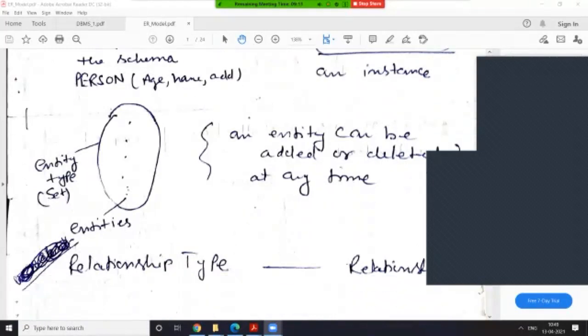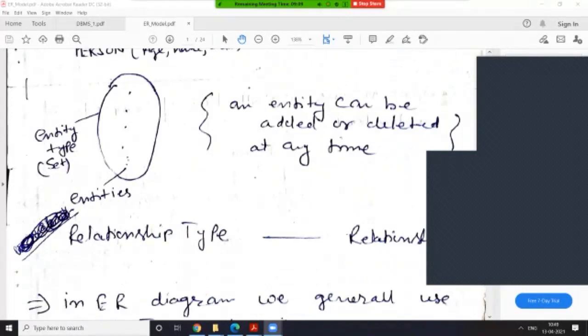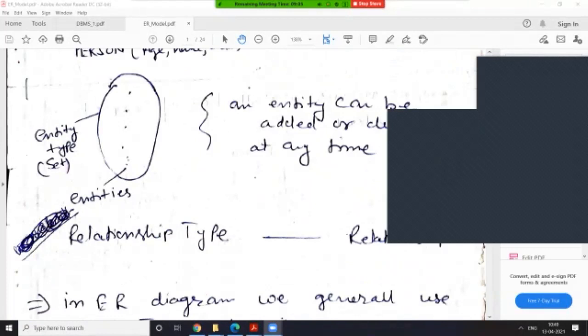Entities can be added or deleted at any time. Like I said, a student can be enrolled, so in which table will it go? It will go in the student table. Or an existing student can be deleted. So a single entity can be added or deleted.